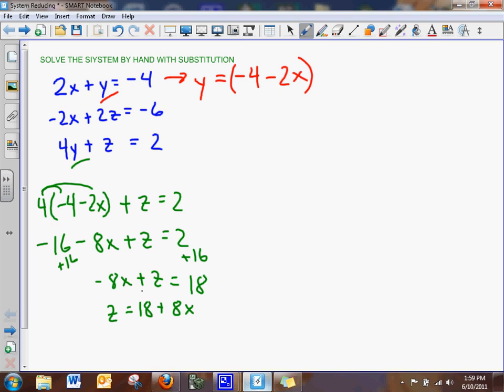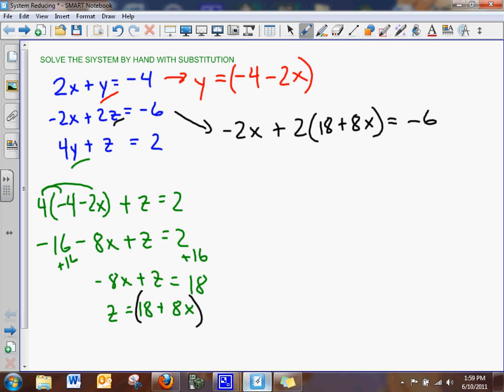Now we can just substitute that into the other equation. We've got to use all three equations. So now I have to use the second equation, the one I have not used yet. And here's what happens when I do that. This is the important part. Alright, so we're writing the entire equation except for the expression, and I substitute in 18 plus 8x.